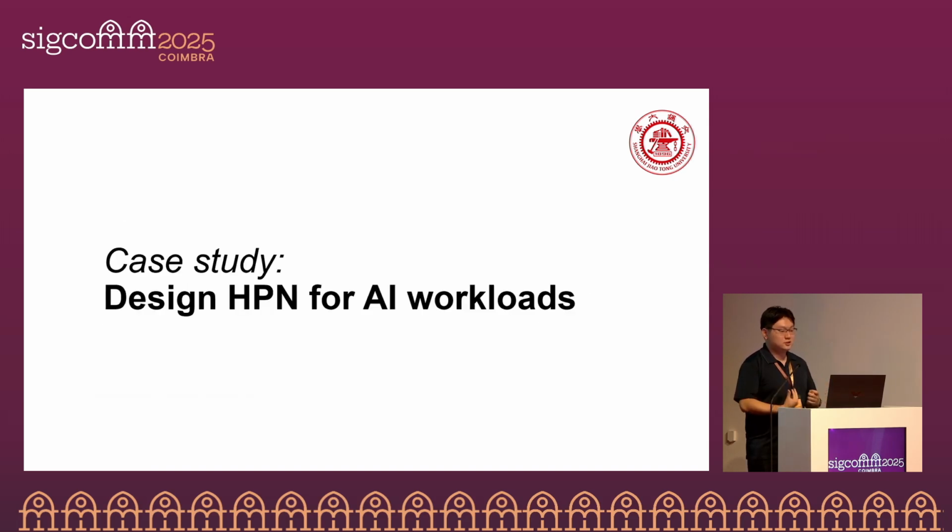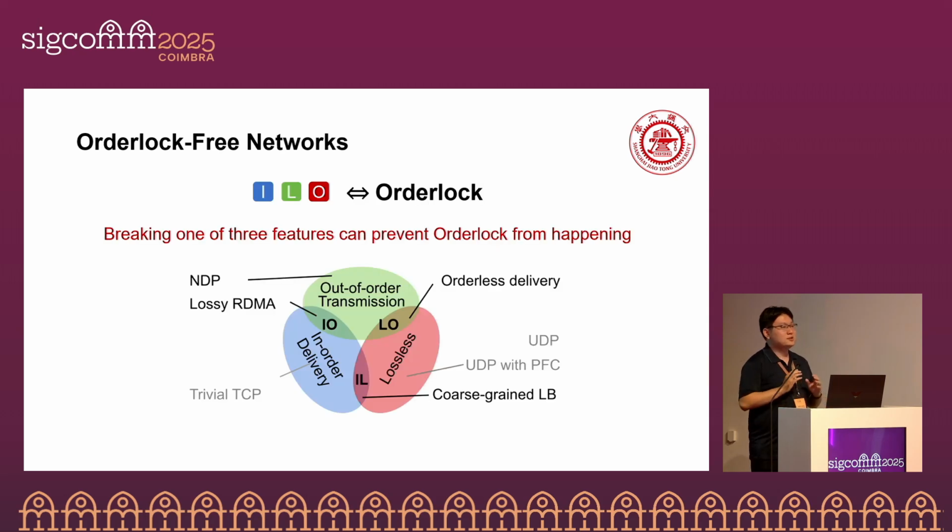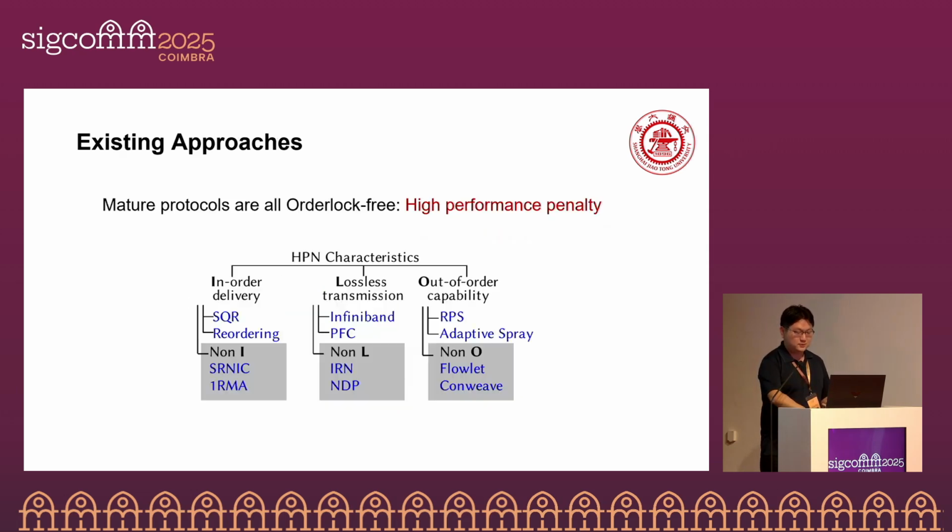The conclusion is clear: running an order-lock-risky network is impractical, and protocol design must avoid it. So let's turn to a case study: designing a practical high-performance network for AI workloads. Since combining I, L, and O is the condition for order lock, we can create an order-lock-free network by breaking at least one of these 3 conditions. This leads us to 4 kinds of design approaches.